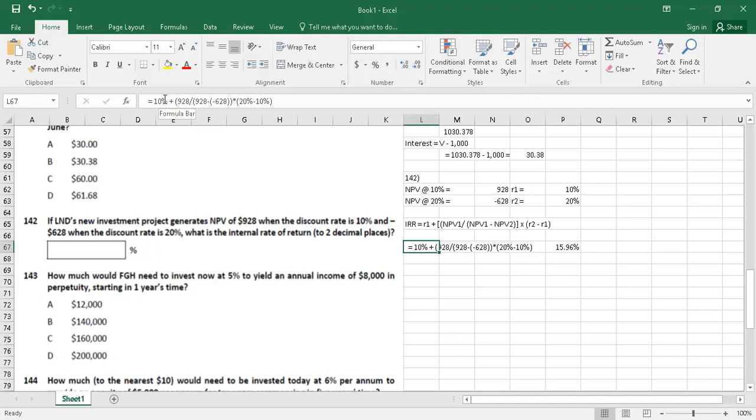First, we wrote 10%. That is rate 1 plus we have the NPV at rate 1 divided by the difference between two NPVs, NPV1 and NPV2. So first NPV is 928, second NPV is minus 628. Close that. This is the entire fraction. Close the fraction into the difference in the rate. So the entire calculation comes out to be 15.96%. Okay, so we can write it as 15.96%.